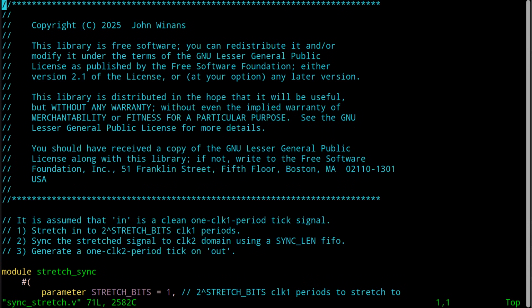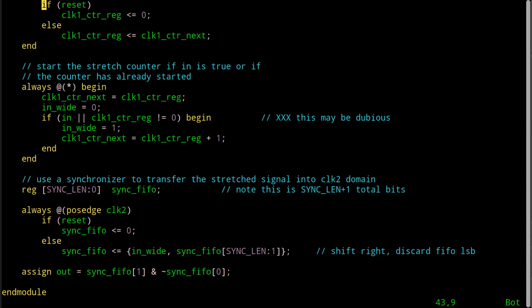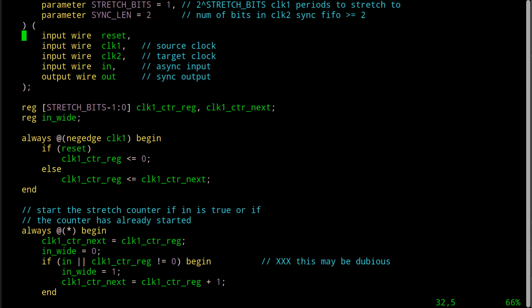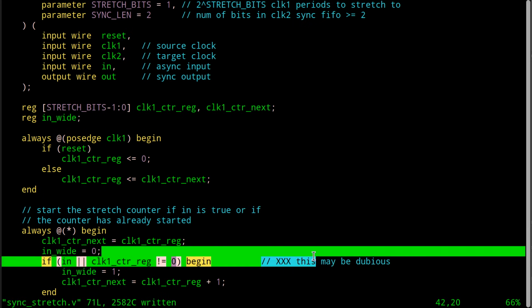Let's put that glitch problem back in case you didn't see it, because I did all this in my head and I was clowning around. Put this back to positive edge. Now the comment is true. We're back to being dubious.